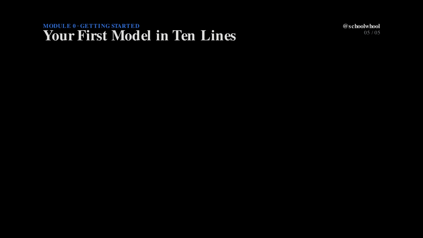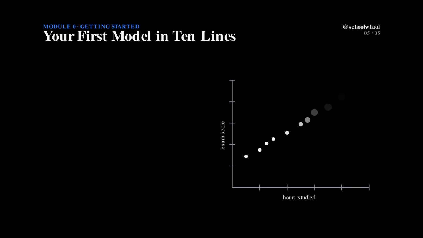Here is our problem. We asked 11 students how many hours they studied for an exam, and we recorded their scores. Each dot is one student. More study time generally means a higher score, but not perfectly. Now a new student walks in and asks, I studied 7.5 hours. What score should I expect? Our model is going to answer that.